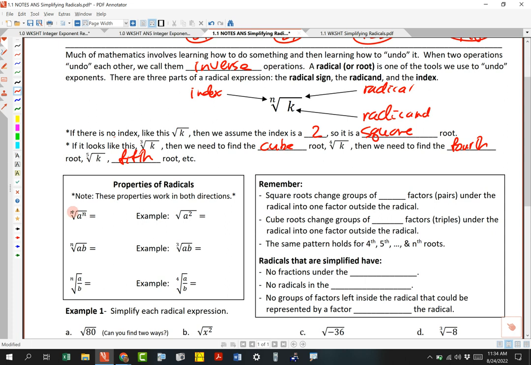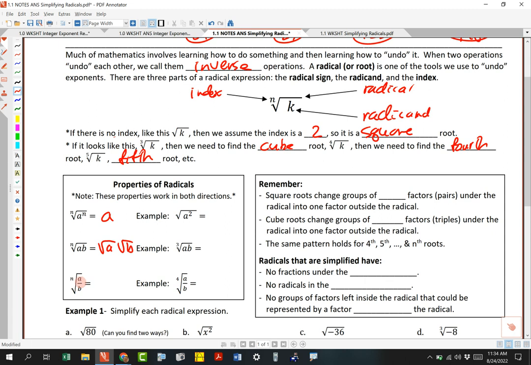In other words, if the index matches the exponent, they undo each other and we just end up with an a. There's this cool property if you've got a multiplication problem as the radicand, you can do the radical of the first part, the radical of the second part, and then we can multiply them together. And if there's 3 factors in there, 4 factors, you can find them all separately.